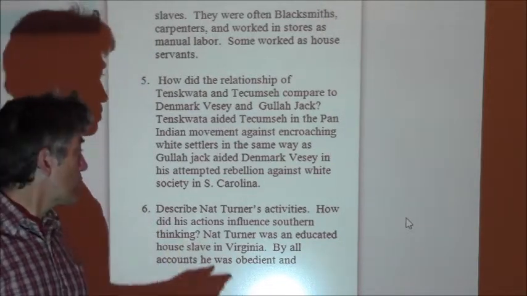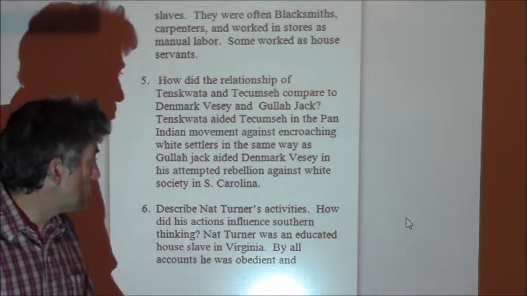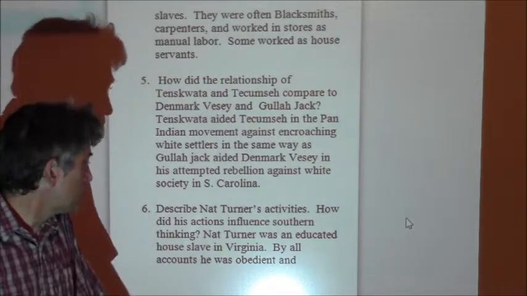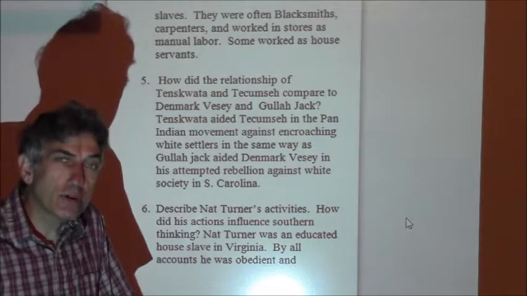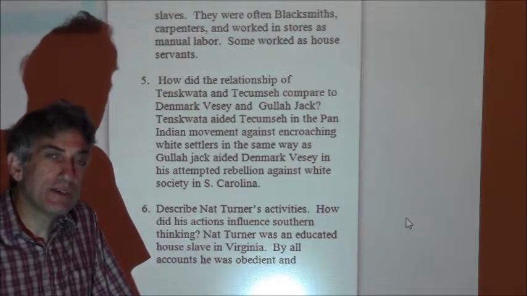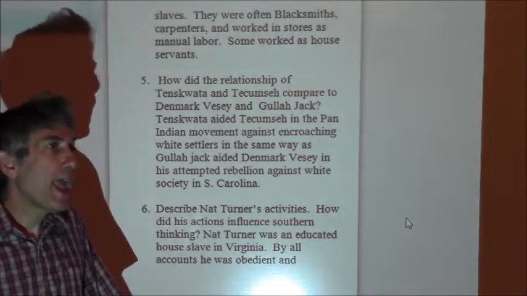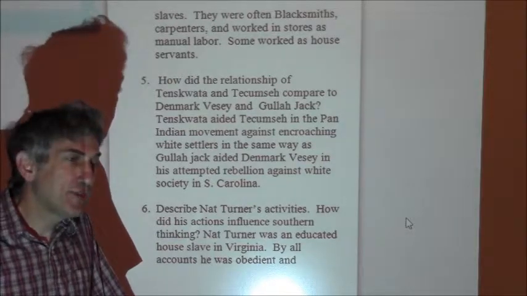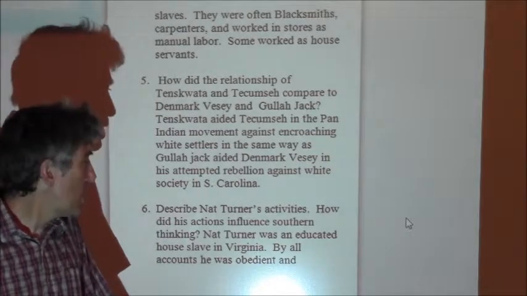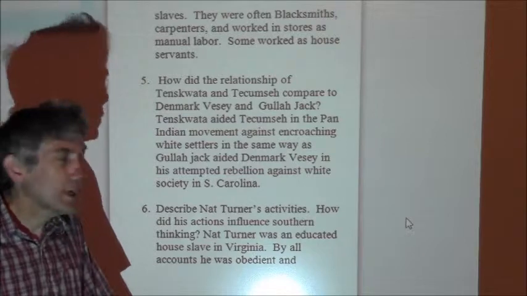A very interesting story is Nat Turner. Describe Nat Turner's activities and how his actions influenced Southern thinking. Nat Turner was a trusted, educated slave in Southampton, Virginia. And he had a vision. His vision told him to rise up and overthrow the whites.